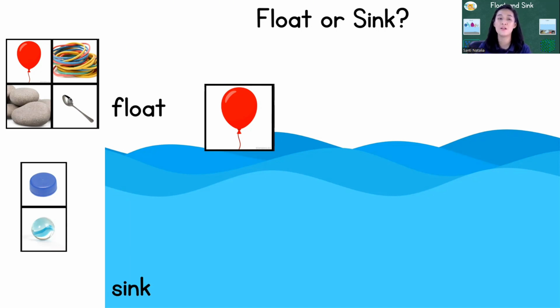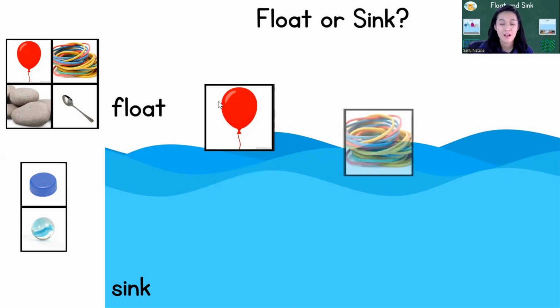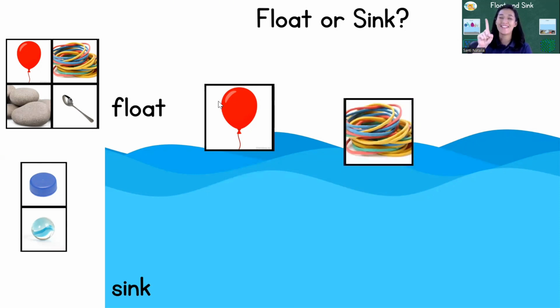Now, number 2, I have rubber. Check your rubber. Is the rubber floating or sinking? The rubber is floating. Yes, the rubber is on the top, on the surface of the water. We call it floating. Take the rubber's picture, place it on the water, on the surface of the water.